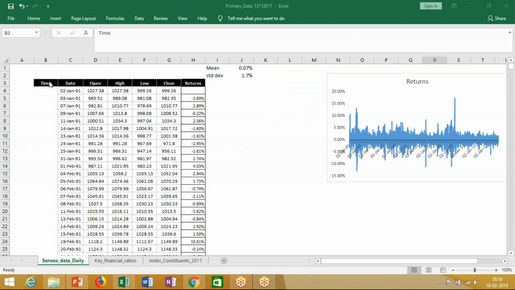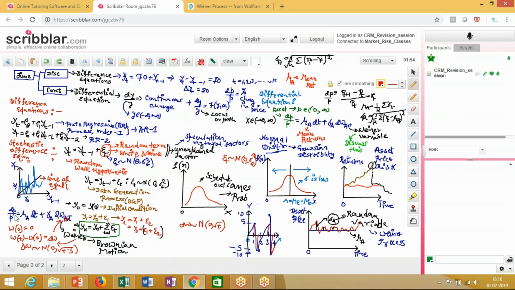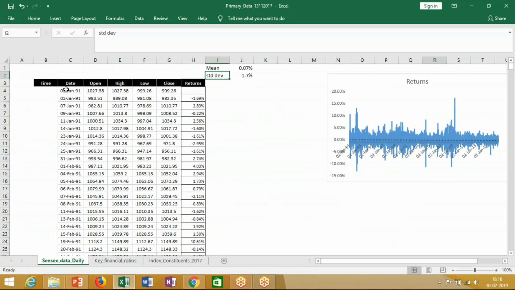So over here, I've computed the mean and I've computed the standard deviation. So this is nothing but equal to your mu a and sigma a. Now over here, since the gap between each of the time periods is 1 day, I'll say that your dt is always one. So this is one.